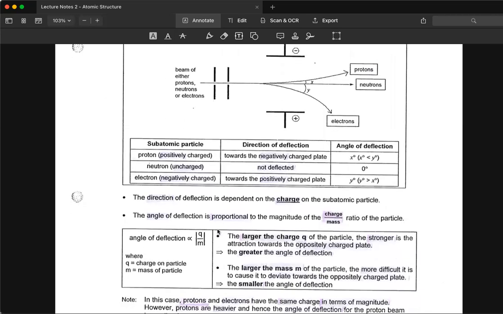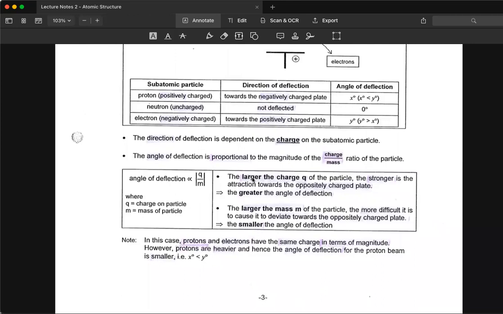So the direction of deflection is dependent on the charge of the subatomic particle. The angle of deflection is proportional to the magnitude of the charge over mass ratio of the particle. The larger the charge of the particle, the stronger is the attraction towards the oppositely charged plate, and therefore the greater the angle of deflection. However, if the mass of the particle is larger, it will be more difficult for it to deviate towards the oppositely charged plate. Therefore, the angle of deflection will be smaller.